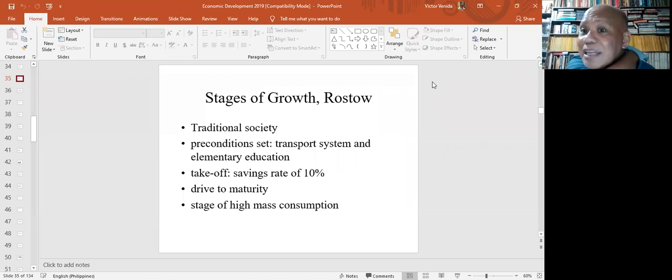We've been reaching 18% since the 1990s. Okay. But in terms of drive to maturity, the industrial sector comprises the bulk of the total value of our output and exports, but not yet of total employment. So that's why we have not yet reached the stage of high mass consumption. That's why we are still classified as being a country in transition.